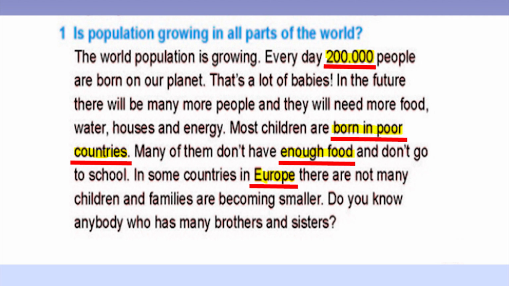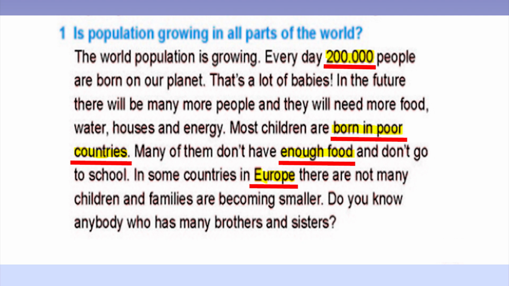And now, let's read. The world population is growing. Every day, 200,000 people are born on our planet. That's a lot of babies. In the future, there will be many more people, and they will need more food, water, houses, and energy. Most children are born in poor countries. Many of them don't have enough food and don't go to school. In some countries in Europe, there are not many children and families are becoming smaller. Do you know anybody who has many brothers or sisters?